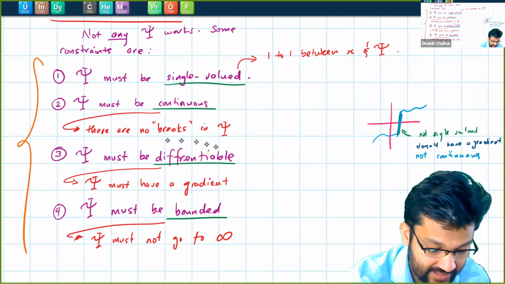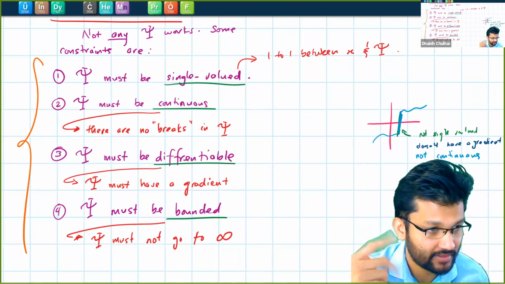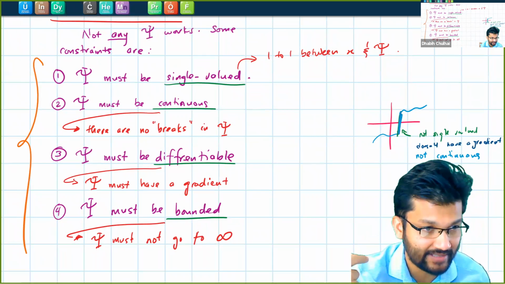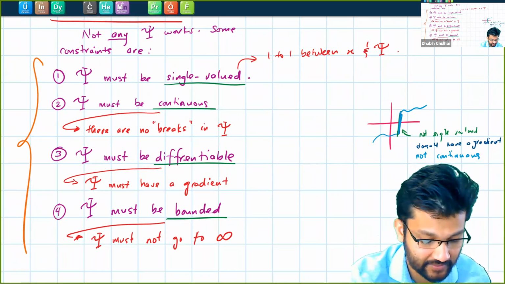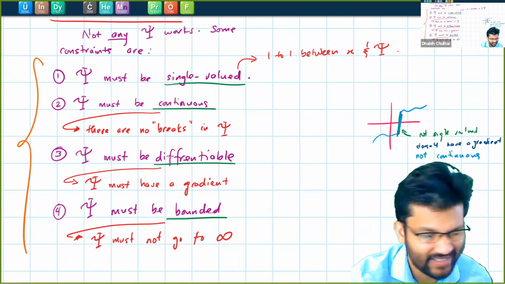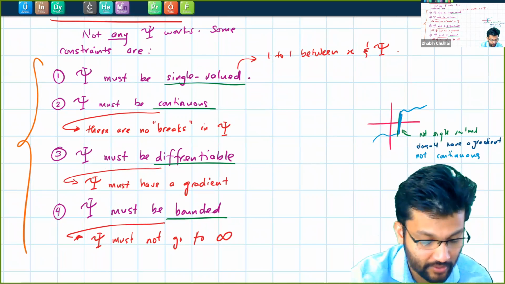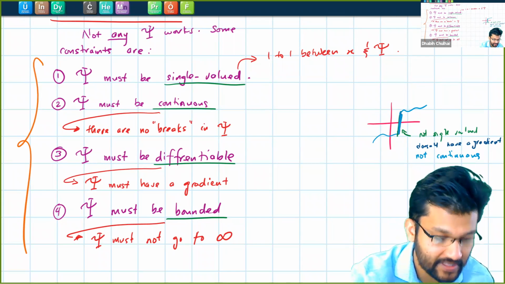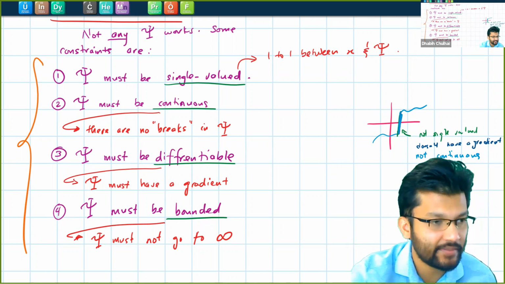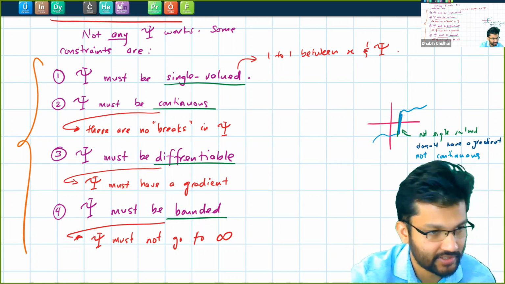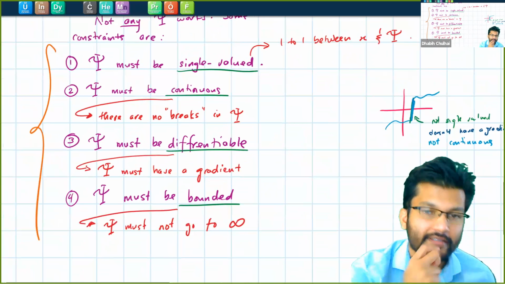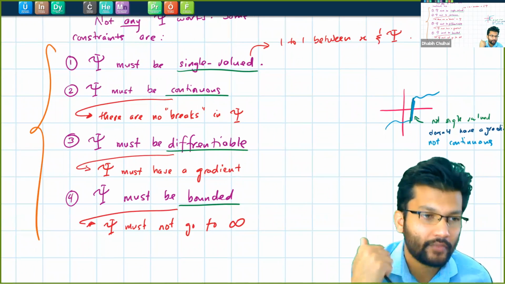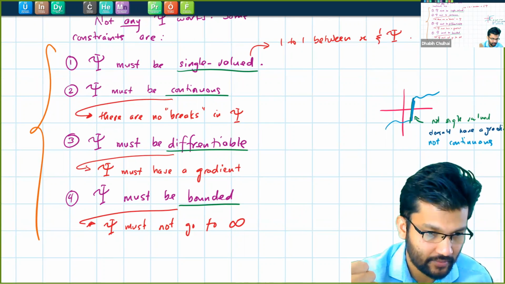Some people say that psi must be twice differentiable. So there's the first gradient and the second gradient. I don't know if that's the 5th constraint. That's not necessarily true, or it doesn't have to be true. But for now, just think of these as an easy way to spot when a wave function is good or not. Right?